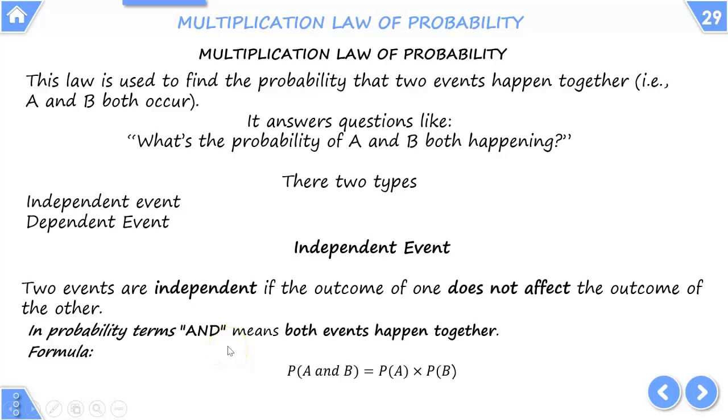Then the formula is given by this. That is for independent events, where the outcome of one does not affect the outcome of the other. So you have A and B, and that is A intersection B, which gives you P of A multiplied by P of B, the probability of A and the probability of B.